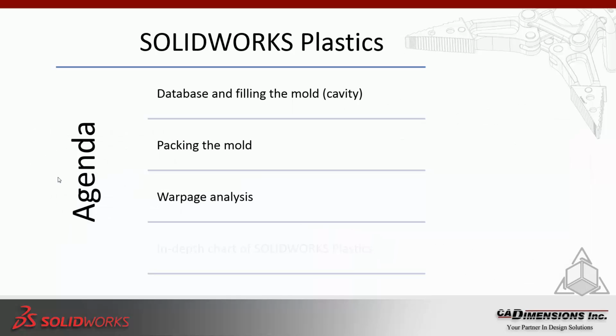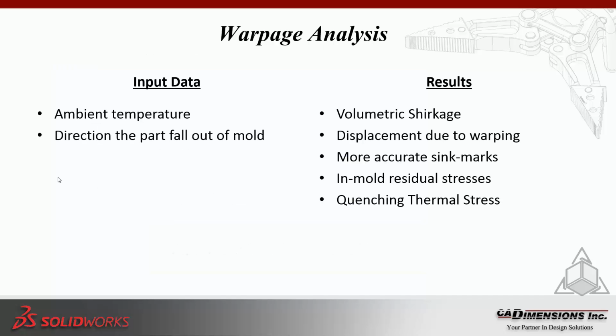So the third section of this presentation is going to be our warpage analysis. So for the warpage analysis, the input data essentially is the ambient temperature, because we need to know what the delta T is, where it starts and where it ends. Secondly is the direction the part falls out of the mold. We will be able to input that as well.